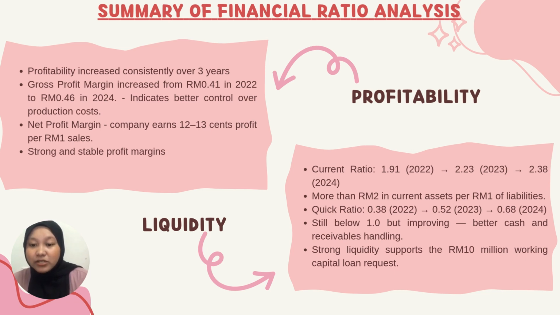While the quick ratio, which excludes inventory, also improved from 0.38 to 0.68, this showed the better management of cash and receivable. This strong liquidity indicates that the company can easily meet its short-term financial obligations.